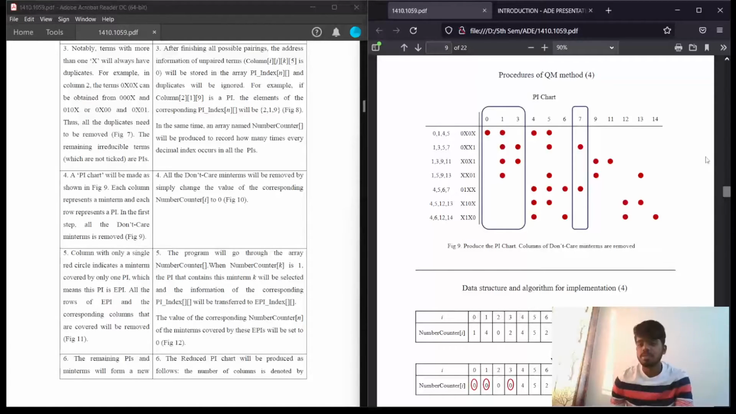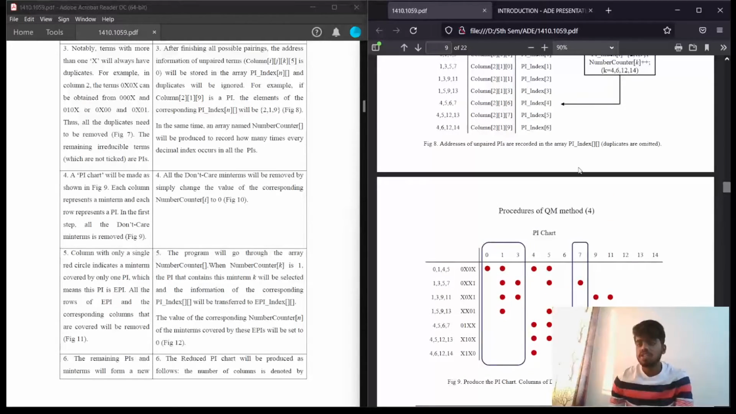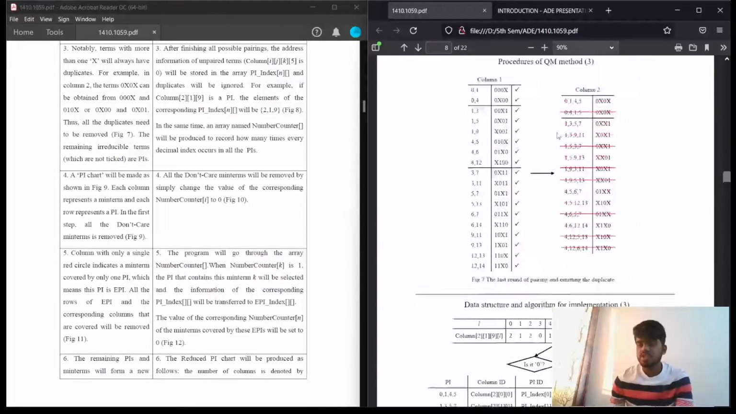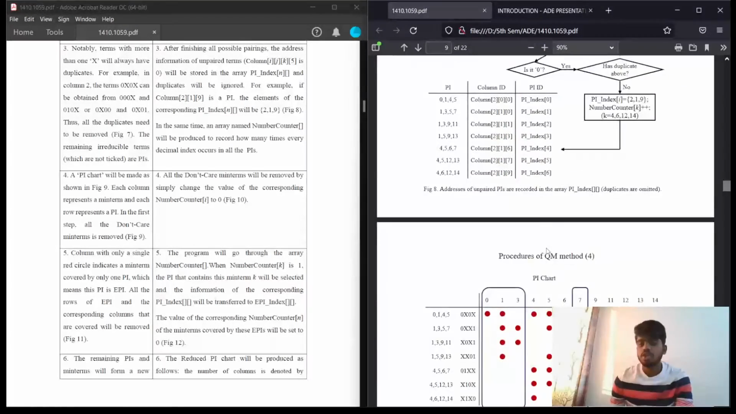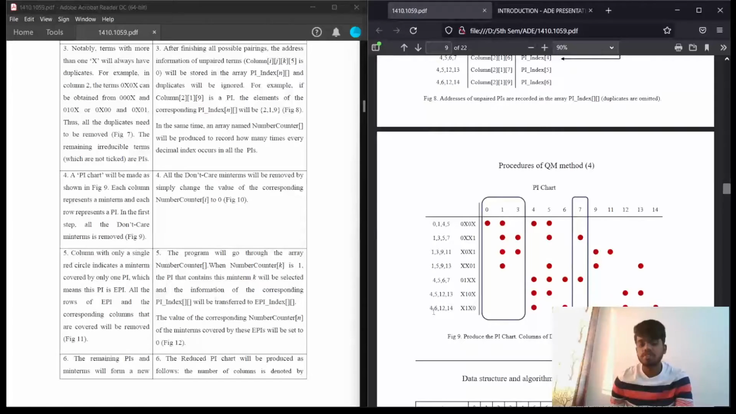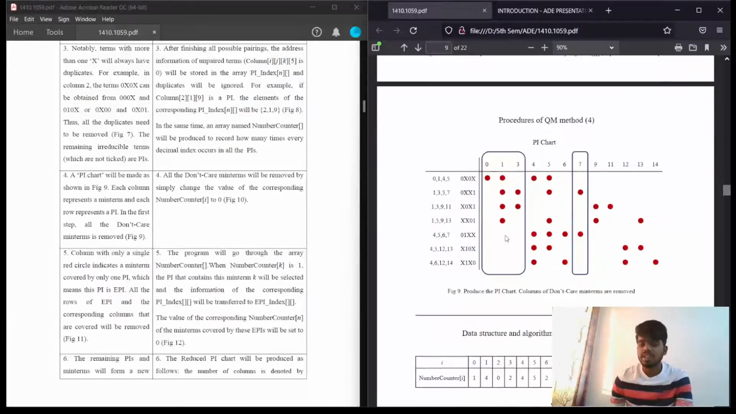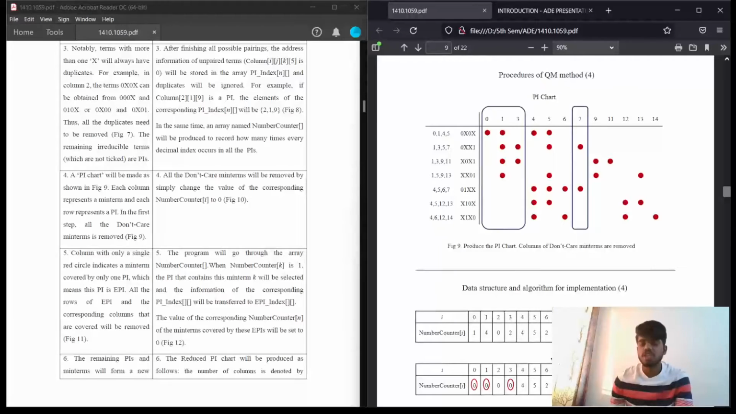So how is this chart prepared? Let's see. All the terms which are not duplicates are represented over here. From 0145 to 461214 it's represented, and all 12 min terms which we had are written over here. For 0, 1, 4, 5, which is the first term, we represent dots for 0, 1, 4, 5. The same way for 1, 5, 9, 13. The same way for every term it's done, and correspondingly the number count is given.